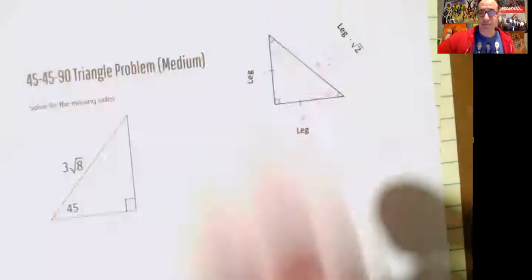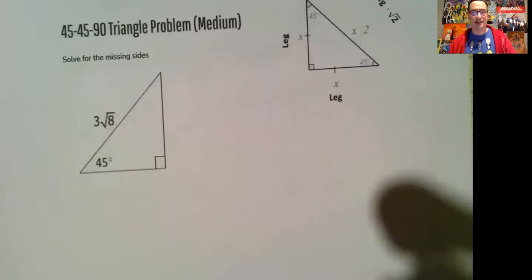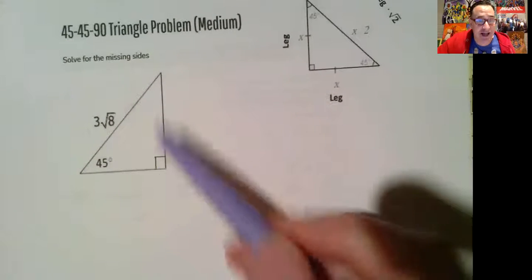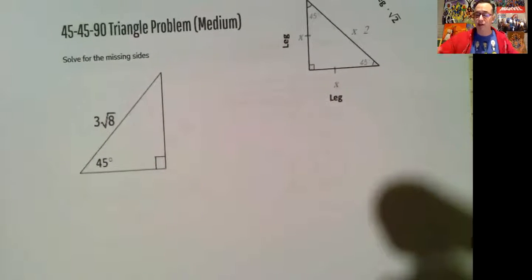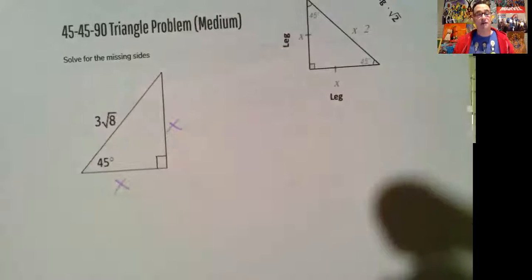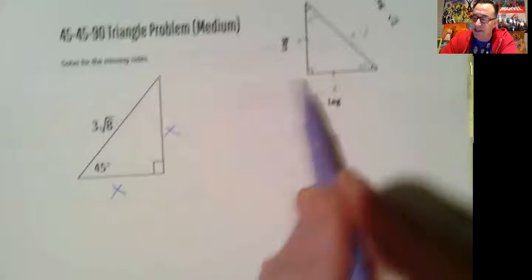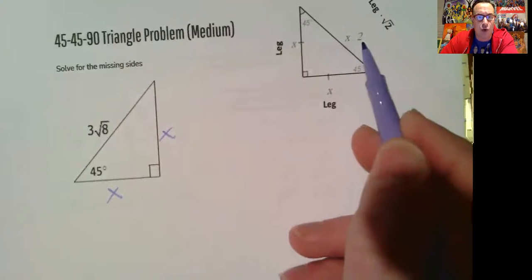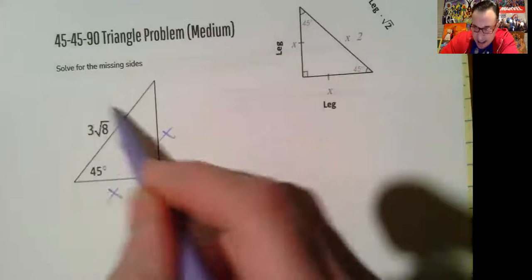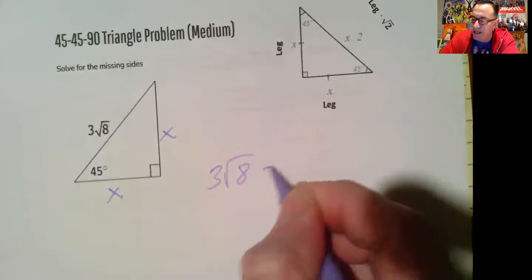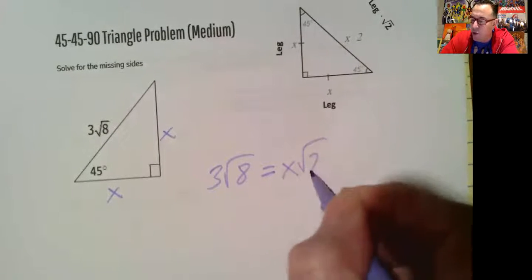First level of difficulty. It's actually not that bad. What you do with a problem like this is for a medium-sized one, if they give you the actual hypotenuse, you just have to work backwards. So let's call them x's. If I'm going to work backwards, what I have to remember is that this hypotenuse here is equal to x root 2, right? So if each of these sides is x and I want to solve for them, I'll set up an equation saying that this hypotenuse, this 3 root 8, is equal to that length of the side x times the square root of 2. It's equal to x root 2.